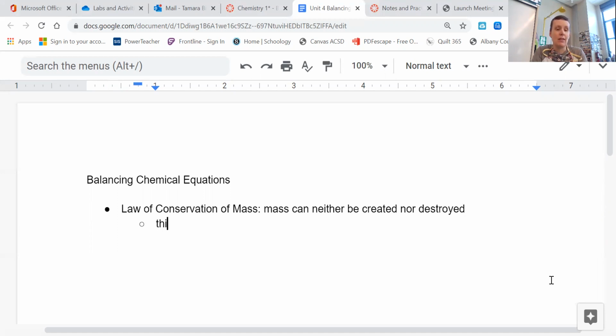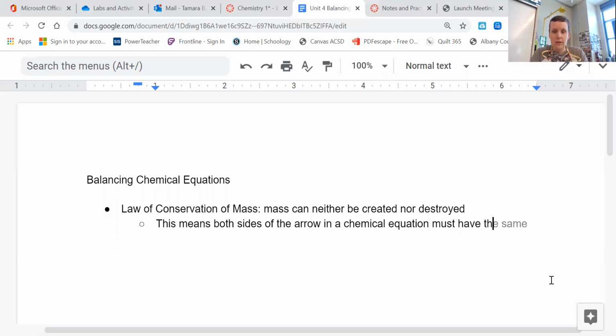Now, this means both sides of the arrow in a chemical equation must have the same number of atoms of each element.